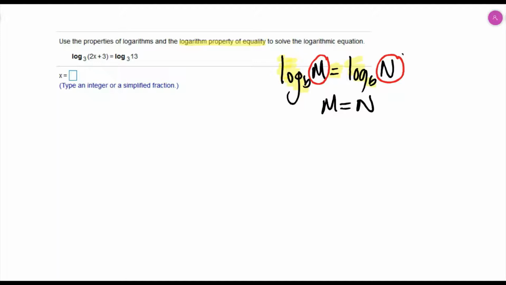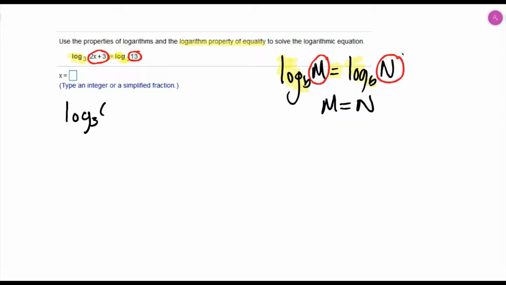If we look at the problem that we were given, log base 3 of 2x plus 3 equals log base 3 of 13, we have exactly that situation where we have an equation, and on both sides of that equation we have log base 3 and log base 3. And so this property tells us that what's inside the logs must be equal to each other. So this property allows us to simplify the equation.